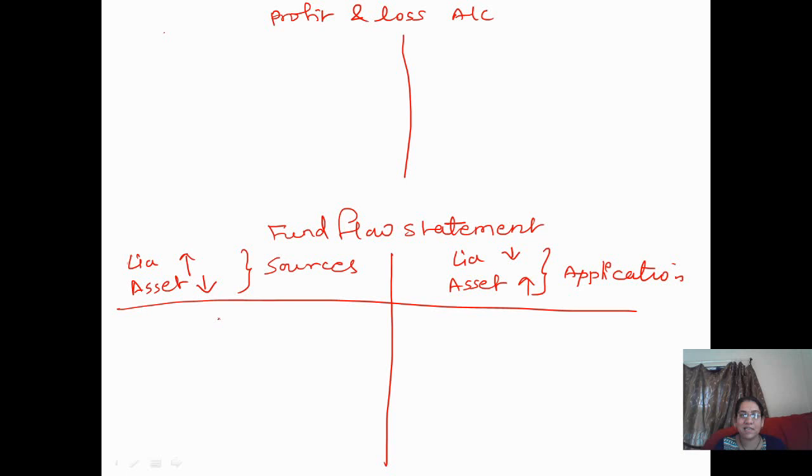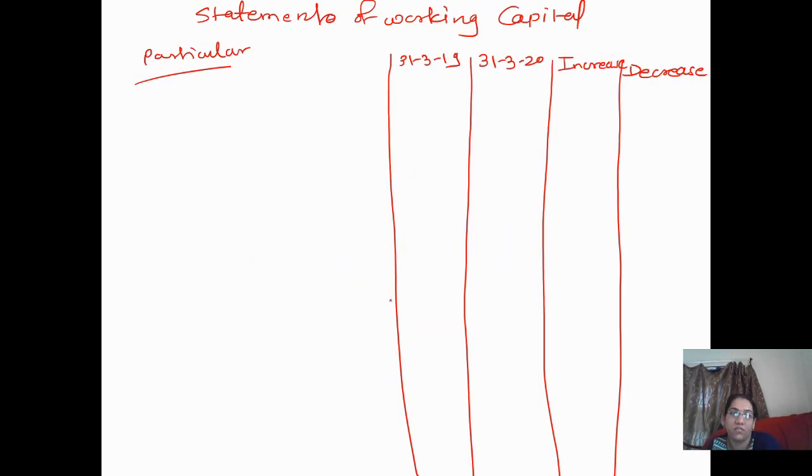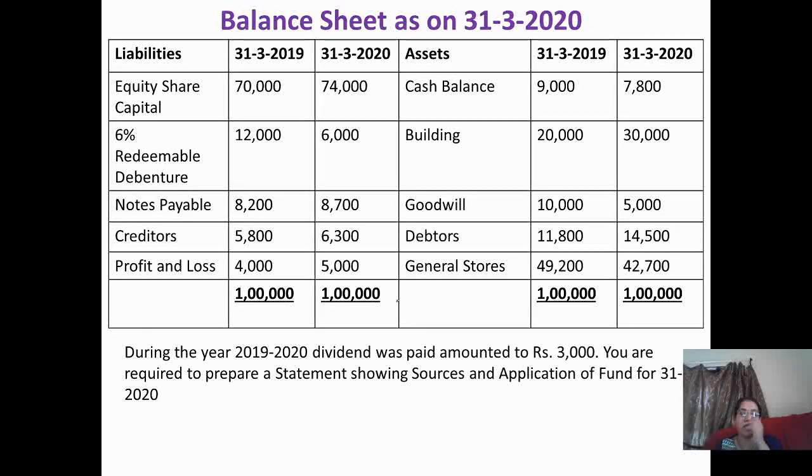The sources side shows liability increase and asset decrease. And the application side shows liability decrease and asset increase. Okay, we have to understand these four. On the basis of that, we have to calculate the total fund flow statement. Here we will see item by item. Here we have to first identify what are the current assets and what are the current liabilities.